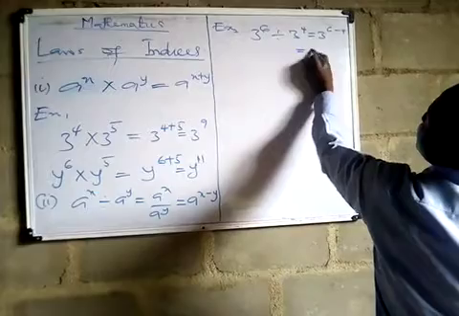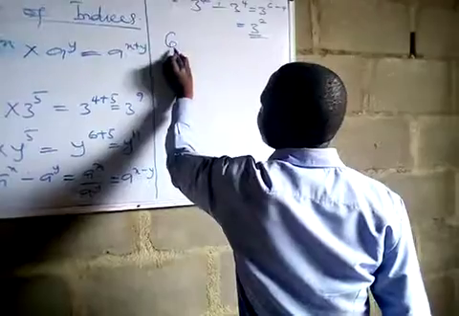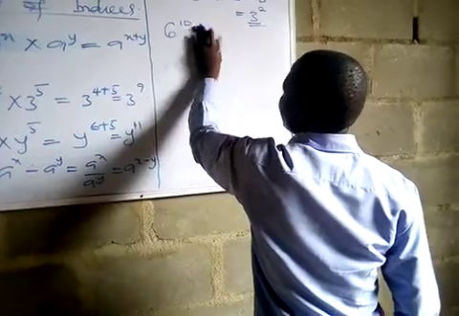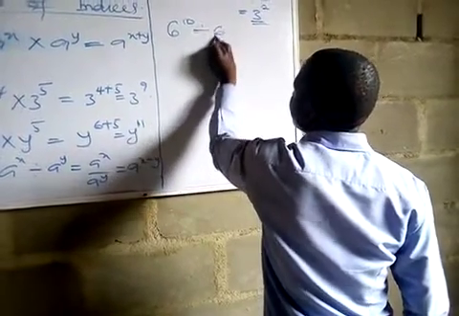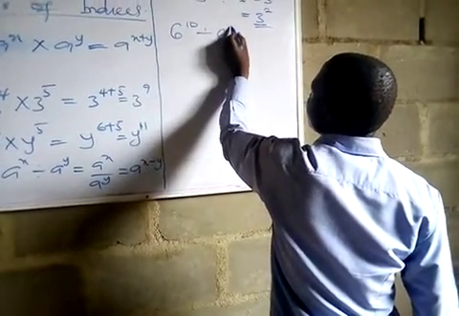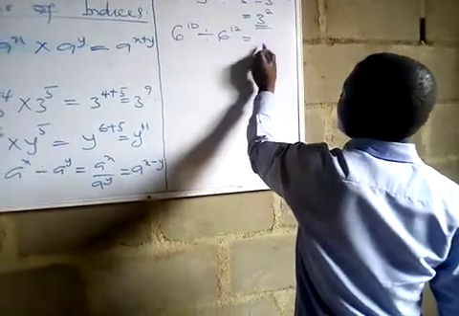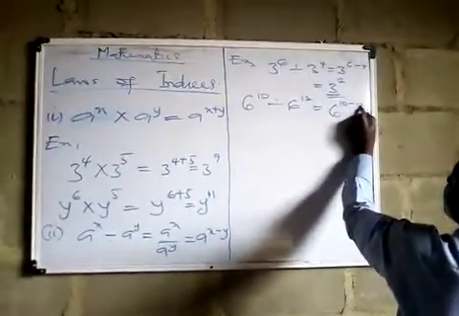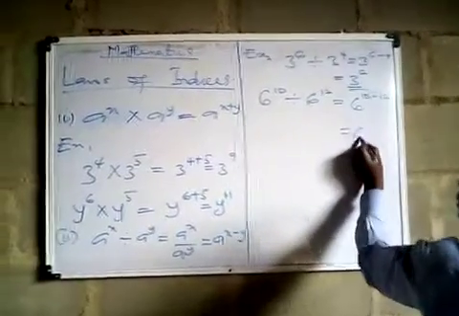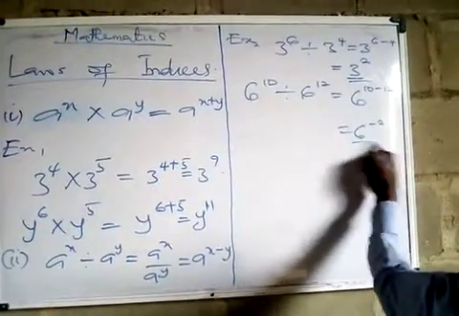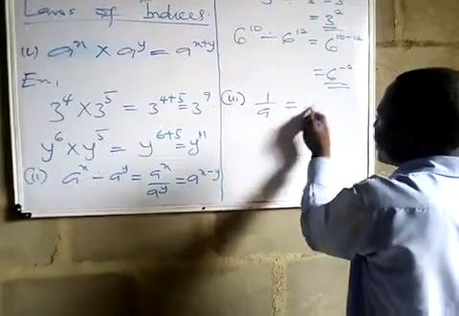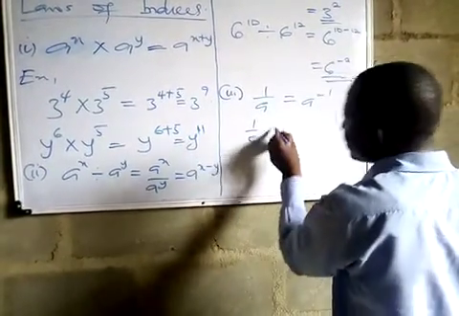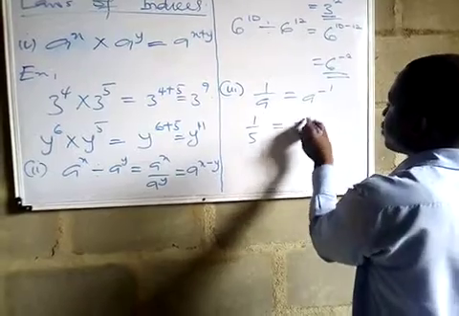That gives us 3 raised to the power of 2. Then 6 raised to the power of 10 divided by 6 raised to the power of 12 gives us 6 raised to the power of 10 minus 12, which is 6 raised to the power of minus 2. That is the same thing as a raised to the power of minus 1. Now if I have 1 over 5, it's the same thing as 5 raised to the power of minus 1.